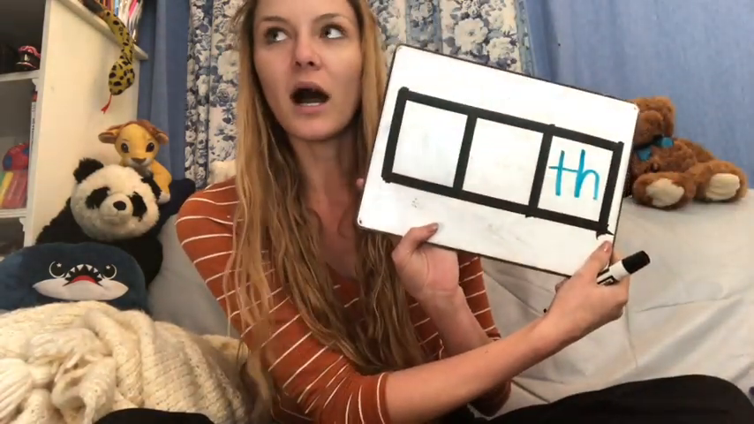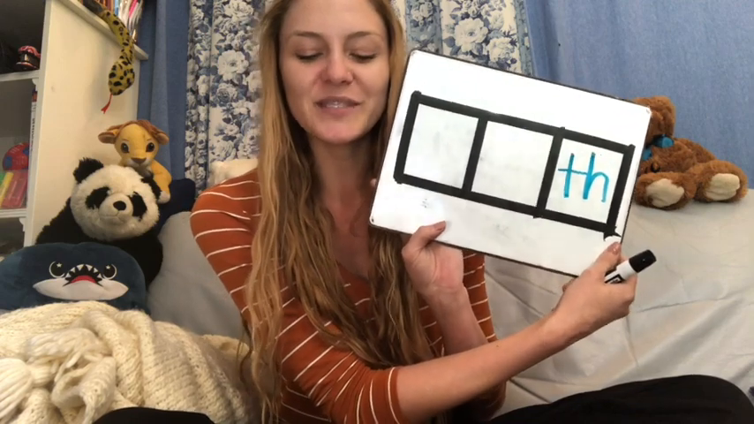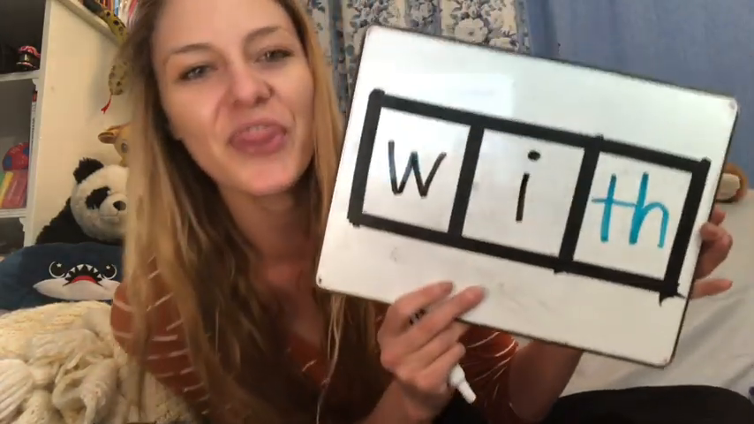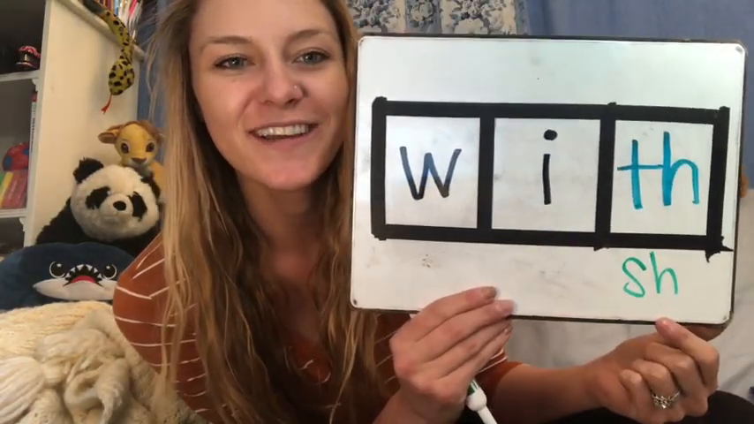All right, let's think of another one. What's another word that ends with th? I think I might have just said it in that last sentence. Can you say with? Like, I really wish that we could be with each other today. With. It kind of sounds like wish, but instead of SH at the end, we have TH. With. But before, when we had sh at the end, we had wish. Awesome, huh?